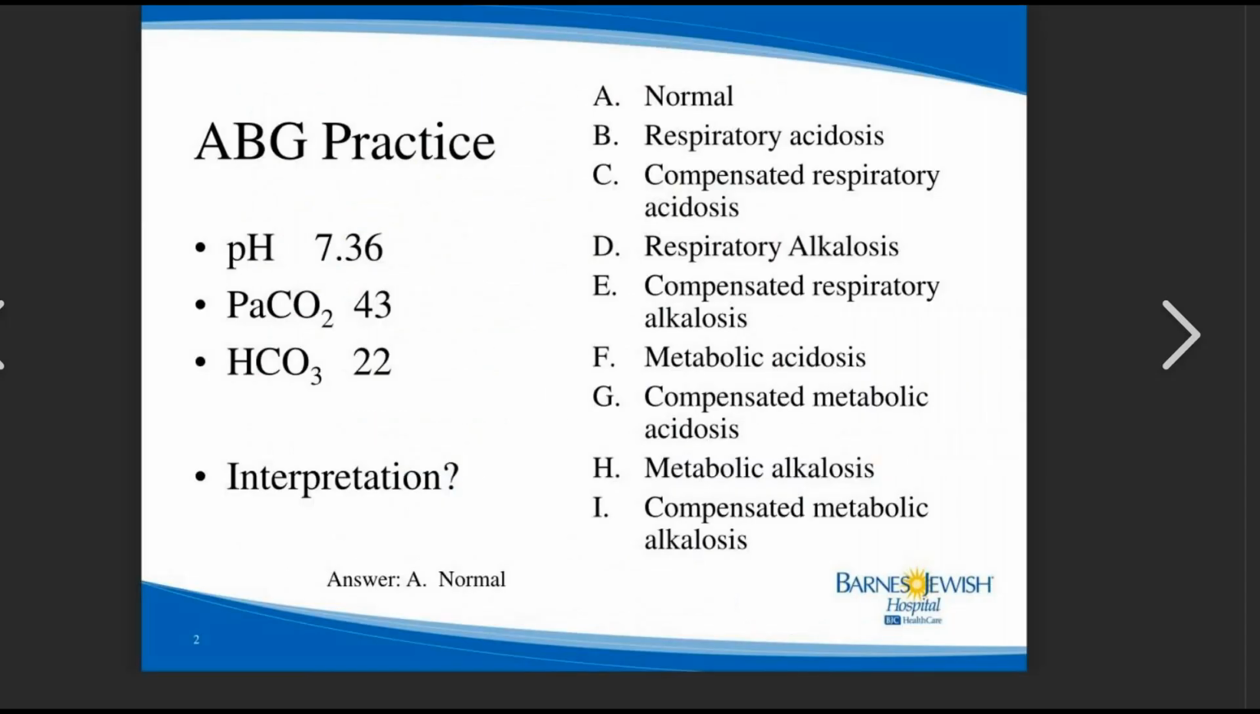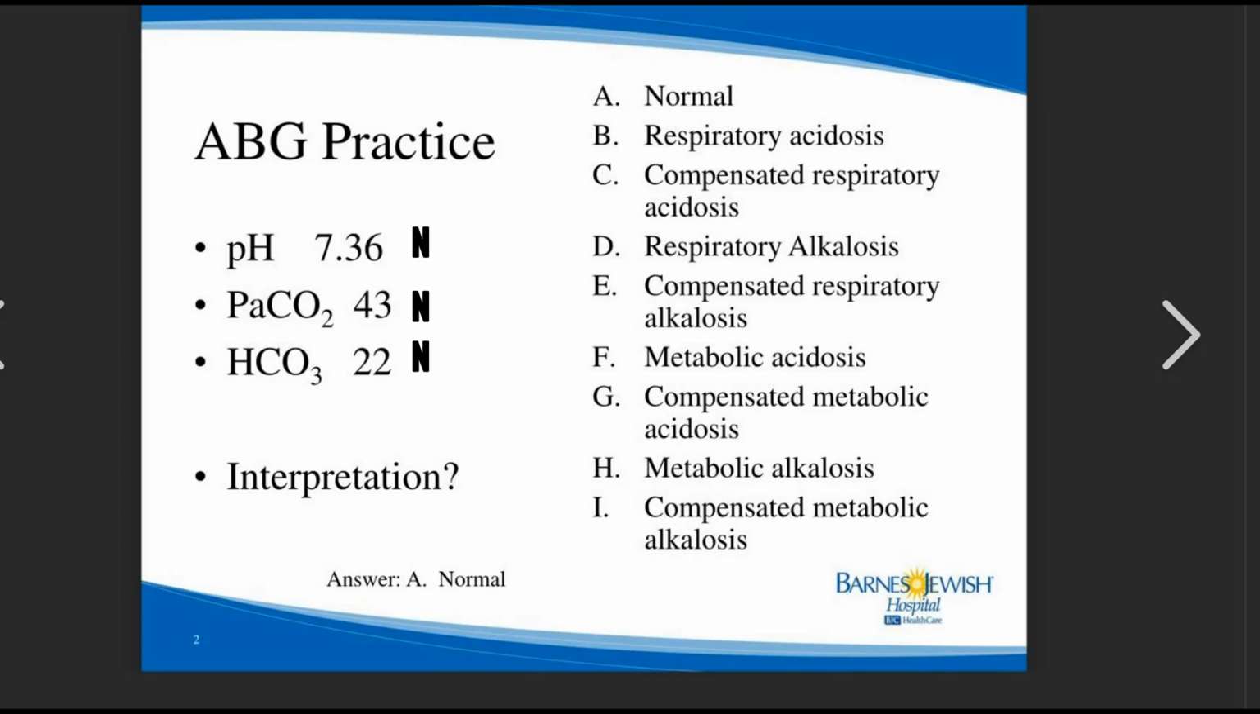Now let's interpret the ABG. pH of 7.36, PaCO2 of 43 and bicarb of 22. So pH is 7.35 to 7.45, it's normal. PaCO2 is 35 to 45, normal. Bicarb is 22 to 26, normal. So all these three values are normal. So this is an example of normal ABG.